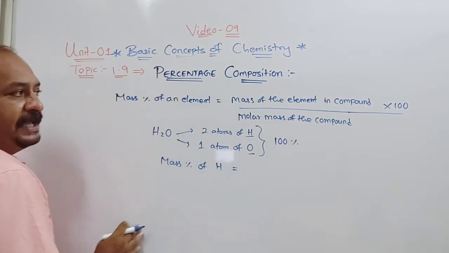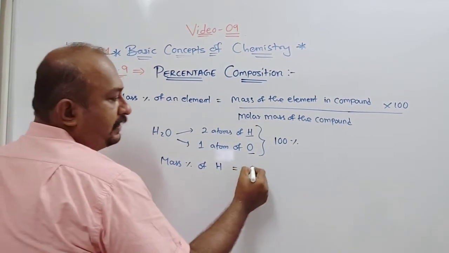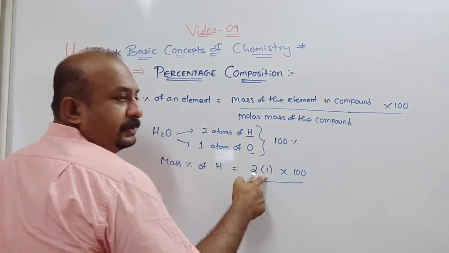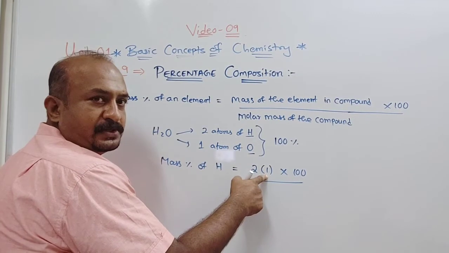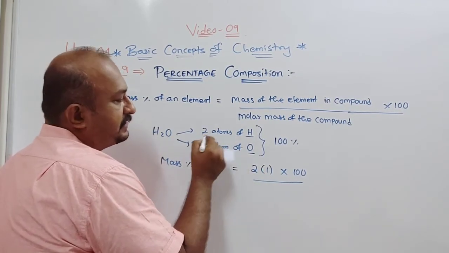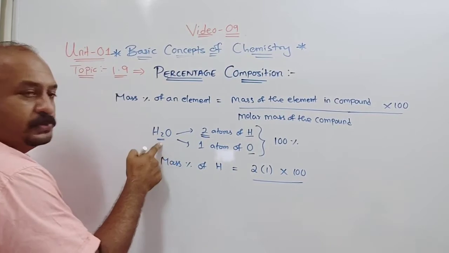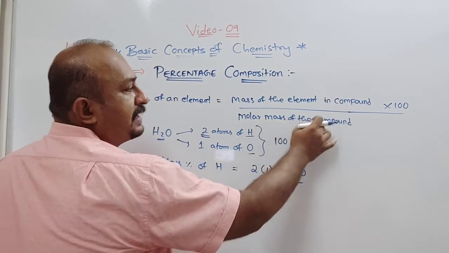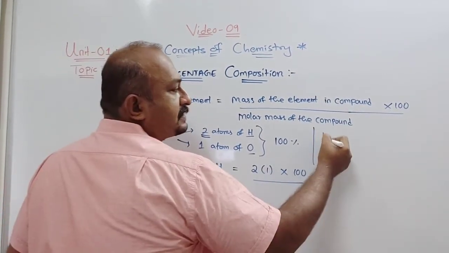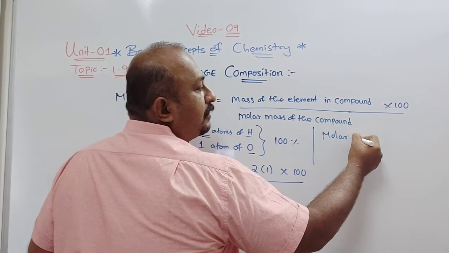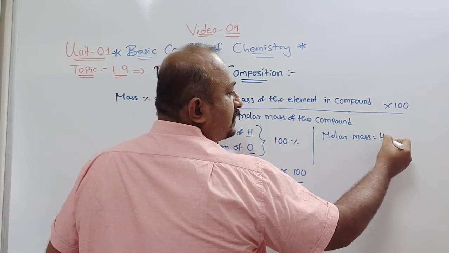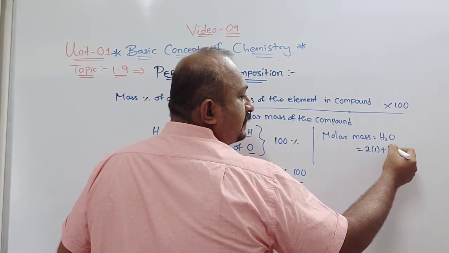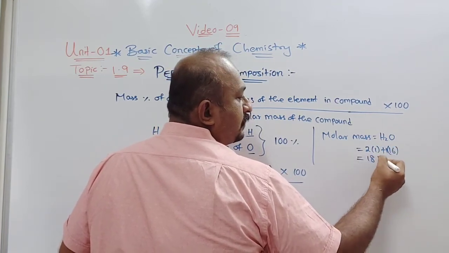Mass percent of hydrogen is equal to mass of the element in the compound, so I can write 2 into 1 into 100. Why have I taken 2 into 1? This 1 is the atomic mass of hydrogen and this 2 is the number of atoms. Here you can see 2 hydrogen atoms are there, that's why I multiplied by 2. This is divided by the molar mass of the compound. Molar mass means molecular mass. For the water molecule it is 2 into 1 plus 1 into 16, that is equal to 18 u.